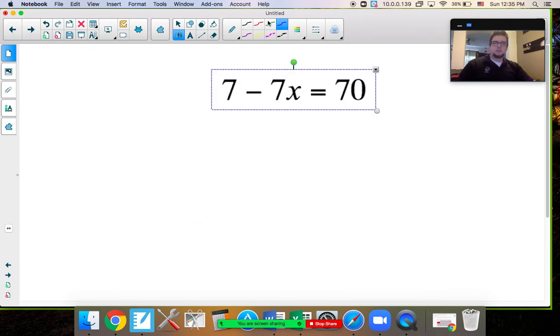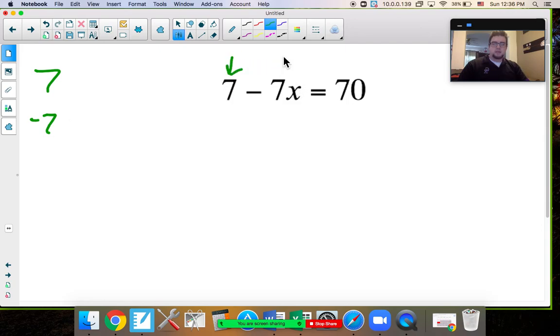One last one. Again, I want to practice with this negative right here. It is more challenging. We have a 7. We have the negative 7. So here's the positive 7. Here's the negative 7. This 7, we're going to subtract. The 7 connected to the x has to be divided.